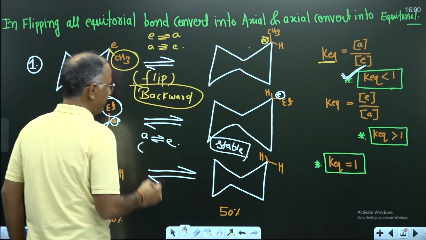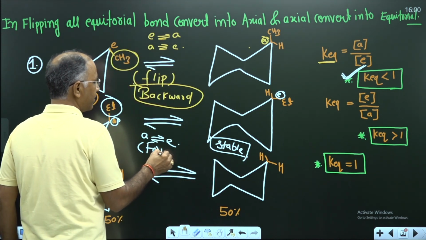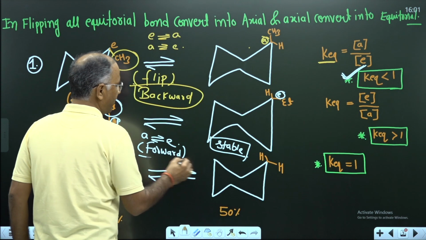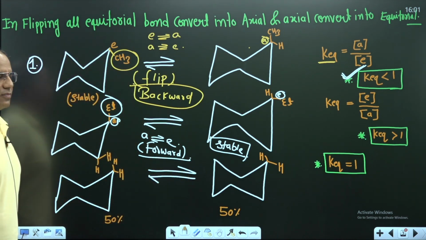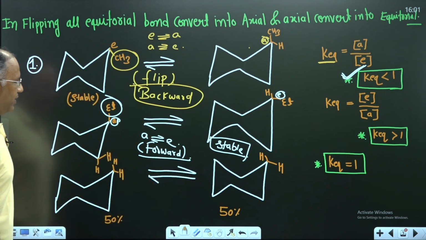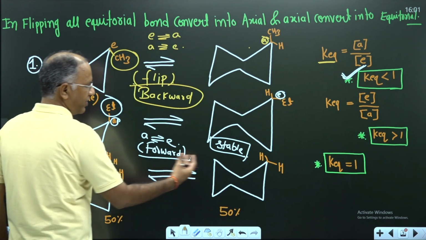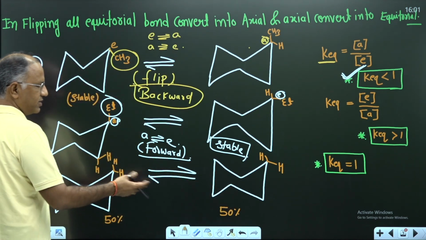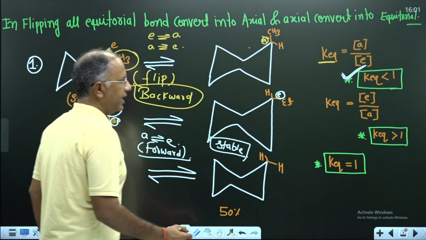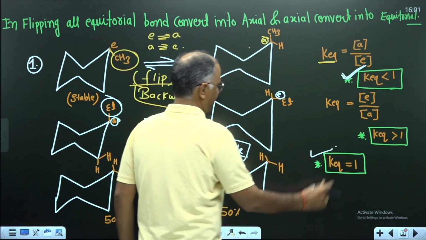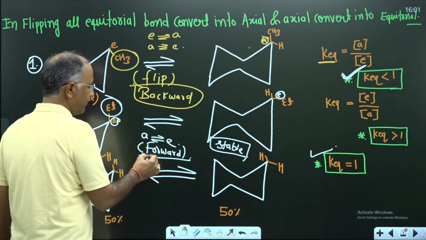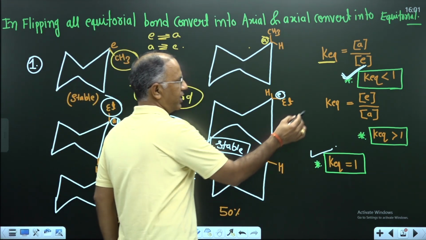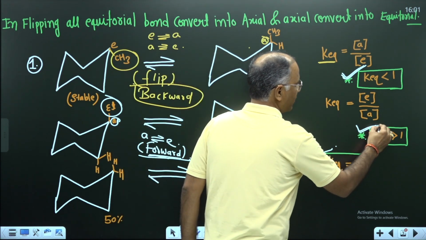Now this is more stable, which means the direction of equilibrium will be in the forward direction. Similarly, in the last example, one chair form is converting to another chair form, both of the same stability. In that case, K equilibrium is equal to 1. Now in the second, equilibrium is in the forward direction. Therefore, K equilibrium is greater than 1.